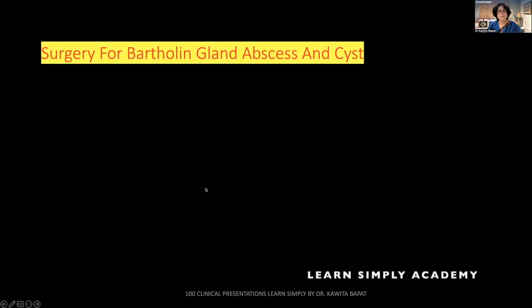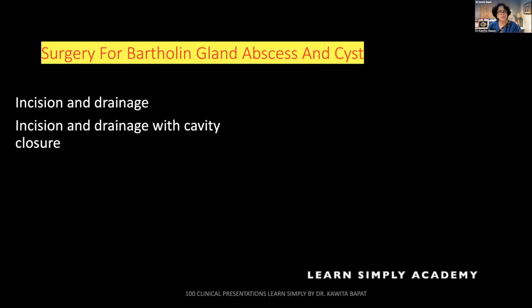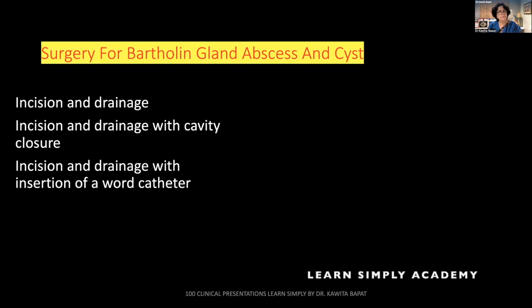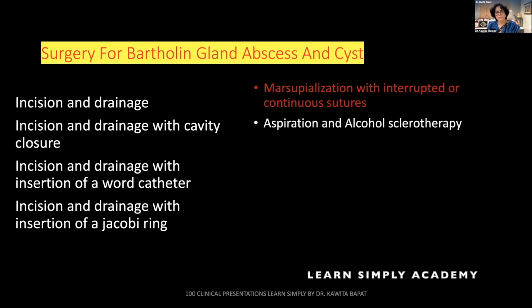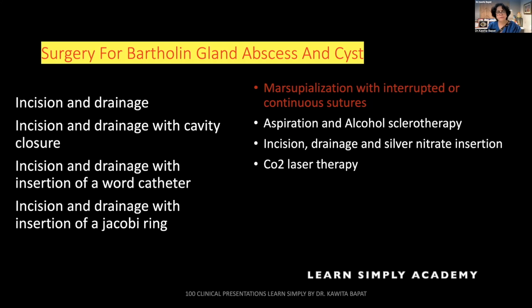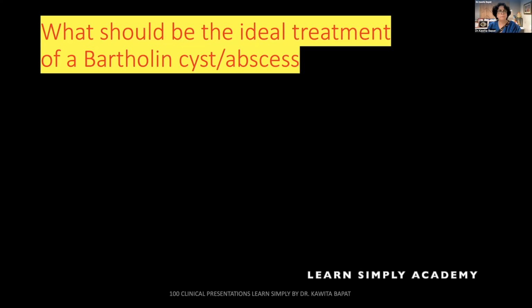Now, surgery for Bartholin gland abscess and cyst: what is to be done and how? Number one, the simplest one, incision and drainage. Number two is incision and drainage with cavity closure. Number three is incision, drainage and insertion of a Word catheter. Fourth is incision and drainage with insertion of a Jacobi ring. Then marsupialization with interrupted and continuous sutures, aspiration and alcohol sclerotherapy, incision, drainage and silver nitrate, sometimes carbon dioxide laser therapy, cryotherapy, and total cyst excision is the last and most important.